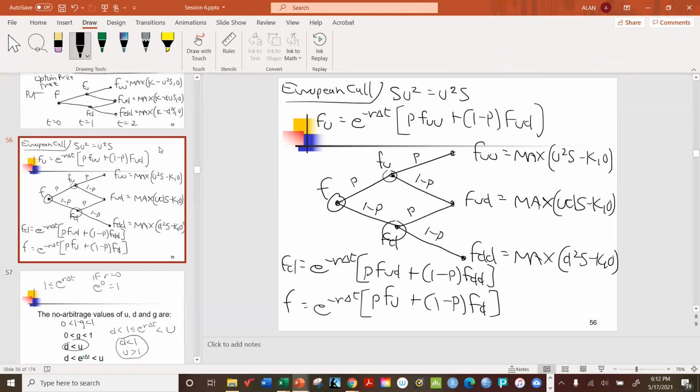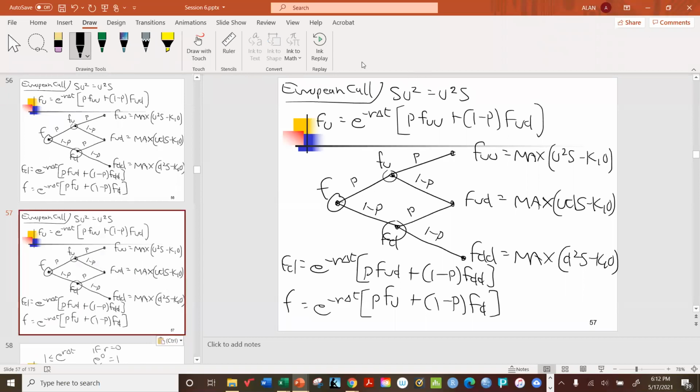In fact, here's what I'm going to do, just because I can. I'm going to save myself a lot of time by not rewriting the whole thing for the European put. I'm going to replace these, and the rest can stay the same. All right, so here I would have K minus U squared S, K minus UdS, and K minus D squared S. The rest is exactly the same.